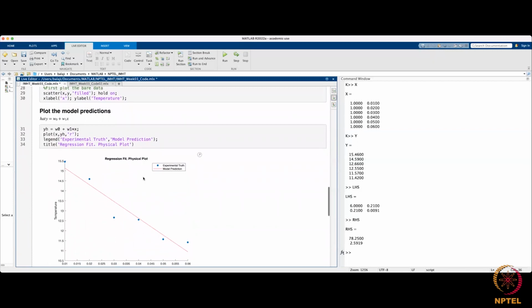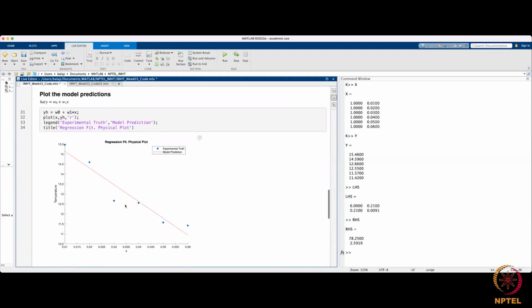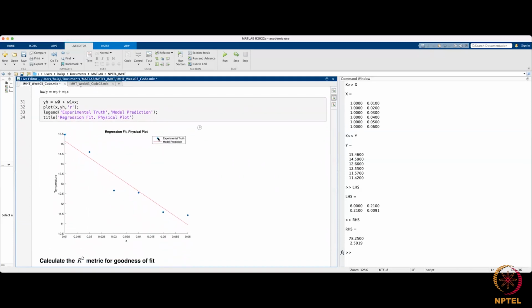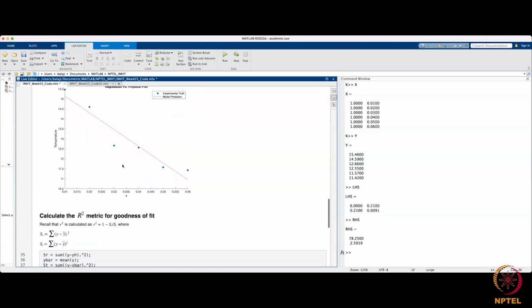If you plot the results, this is the physical plot. Of course, it's blown up. The gap would seem a little bit smaller in the case of the things that I showed in the slides. But this is basically the physical plot. Again, you can see the blue dots here are the experimental truth, and the red line here is the model prediction. And the red line, the model, is somewhat close to the blue dots, but how close, how far is something we can't easily determine, for which you need the R square metric.